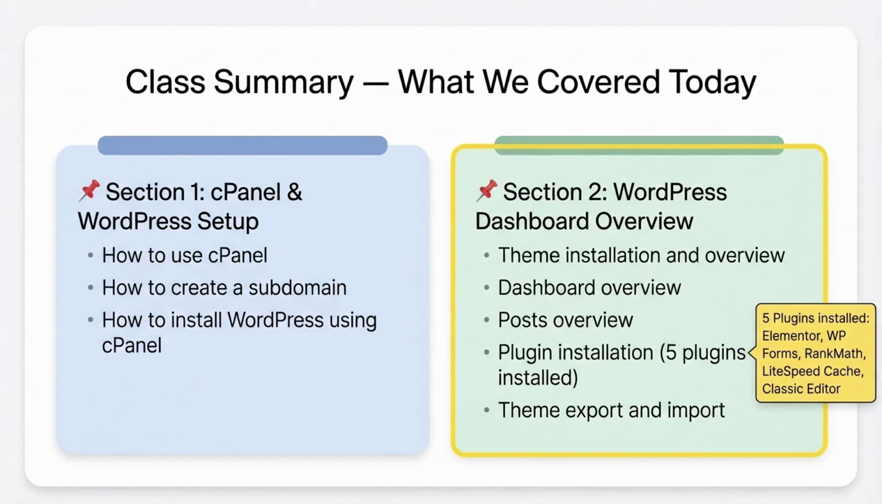Just to be specific about the plugins, the 5 installed today are Elementor, WP Forms, Rank Math, Lightspeed Cache, and Classic Editor. Each serves a distinct purpose, and together they give your WordPress site a strong, functional starting point.